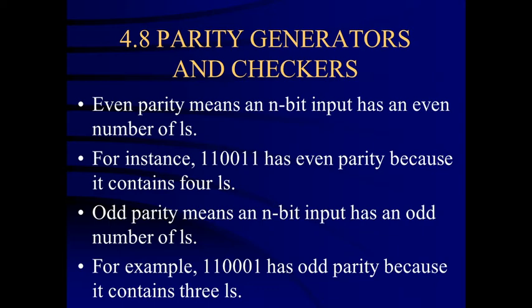For instance, 110011 has even parity because it contains 4 ones. Odd parity means n bit input has odd number of ones. For example, 110001 has odd parity because it contains 3 ones, 1, 2 and 3.